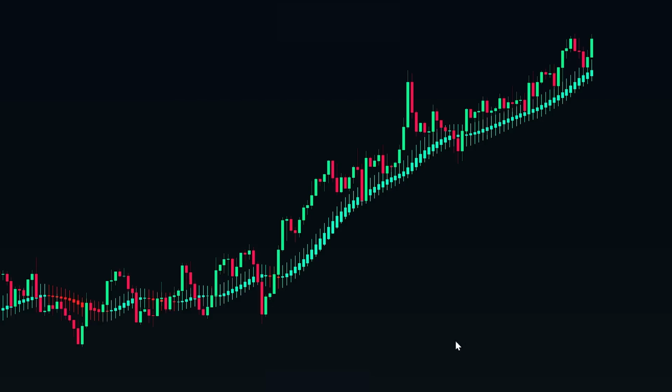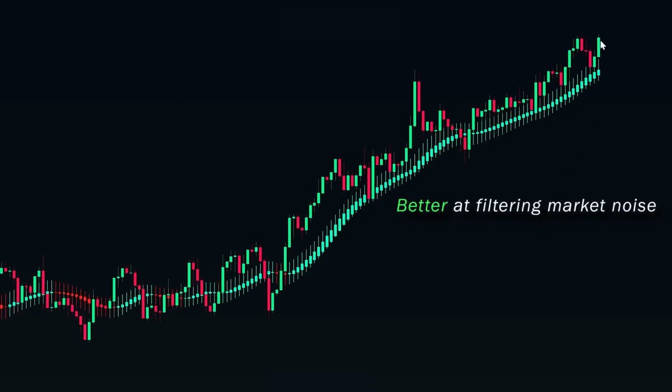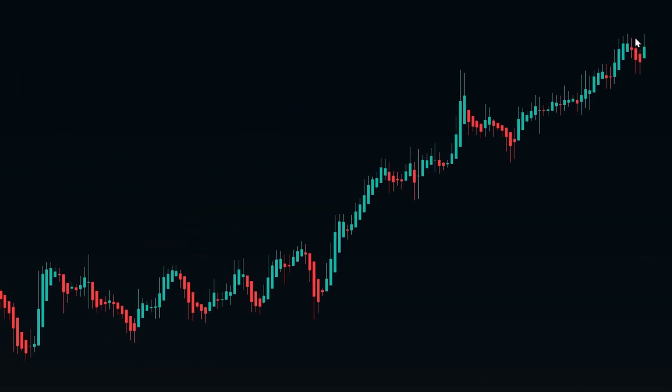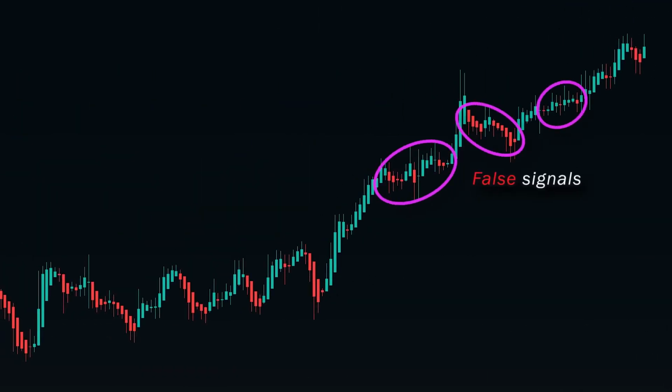Furthermore, the Smooth Heikin Ashi is much better at filtering out noise when the market is volatile. As you can see here, the Smooth Heikin Ashi isn't really affected by the short-term market volatility as it still gave consistent signals. Compared to the classic Heikin Ashi, which produces multiple false signals as it reacts more sensitively to short-term volatility.